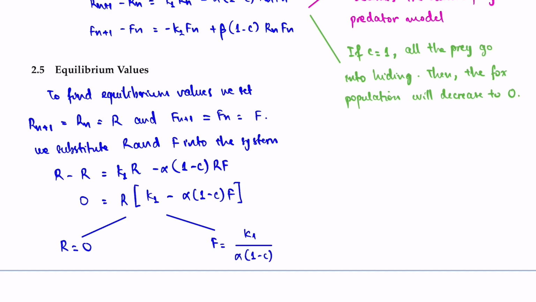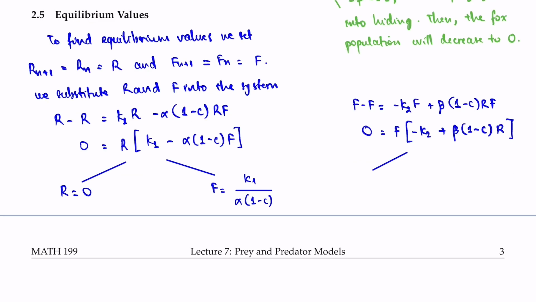Similarly, when I substitute r and f into the second equation, this is what I'm going to have. f minus f equal to negative k2 times f plus beta times 1 minus c times r times f. On the left hand side, I got 0. On the right hand side, f is a common factor, and I have f times negative k2 plus beta times 1 minus c times r. Here you got either f equal to 0 or r is equal to k2 over beta times 1 minus c.